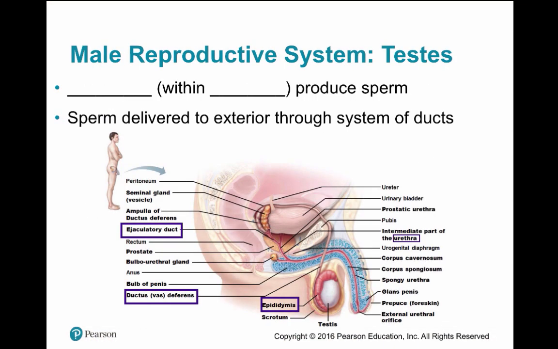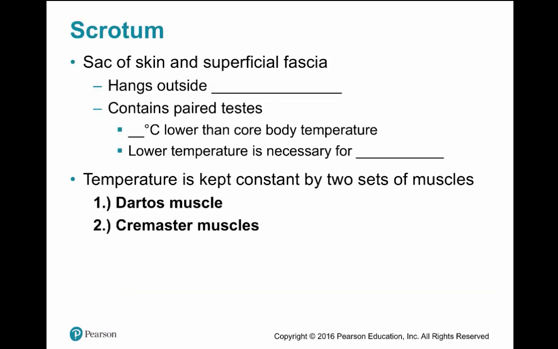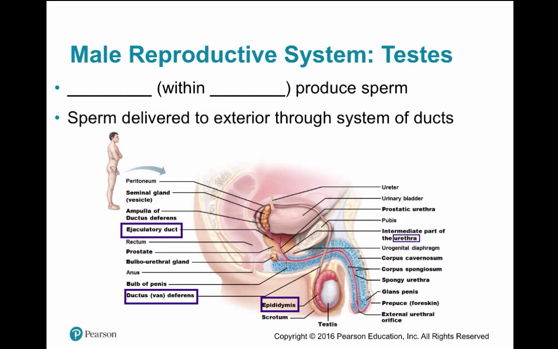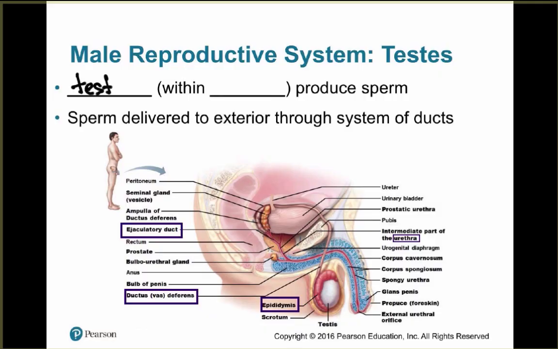Basically, the thing that produces sperm in men are the testes. And these can be found within the scrotum. And like I said, they produce sperm. And basically, sperm is delivered to the exterior through a system of ducts.